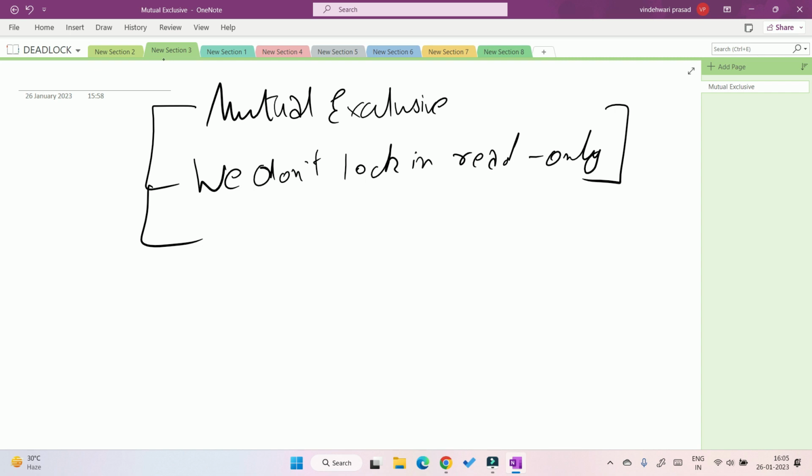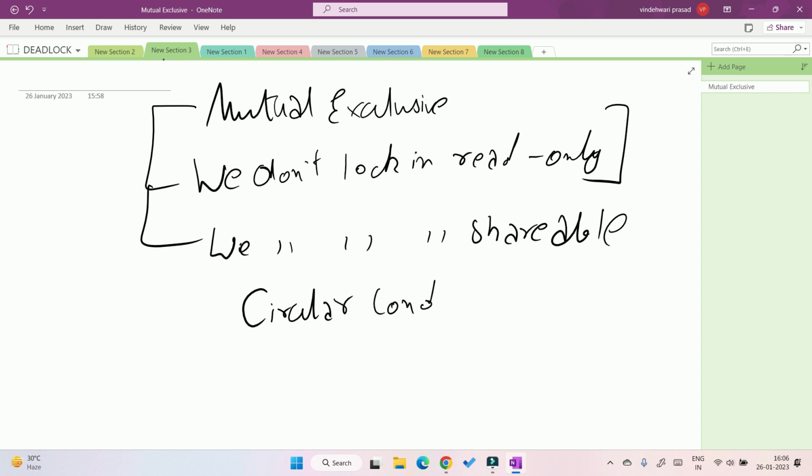Second, we do not use a lock on a shareable resource. A resource which is shareable, we can easily share with the other thread. We do not use the lock. If we use the lock, it will become mutually exclusive to one thread. So to avoid that, we do not use a lock on a shareable resource.